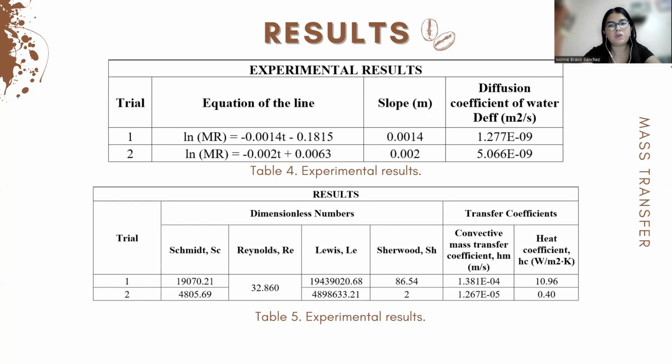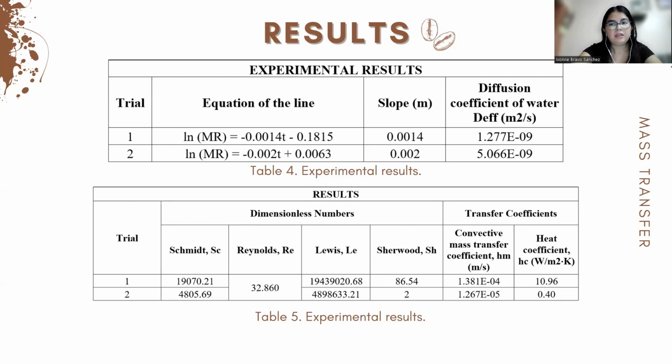Obtaining these values, the mass transfer coefficient was determined to be 1.389 divided by 10 to the power of 4 and 1.267 divided by 10 to the power of 5 meters per second, while the heat transfer coefficients were found to be 10.96 and 0.40 watts per square meter per Kelvin for each respective experiment.